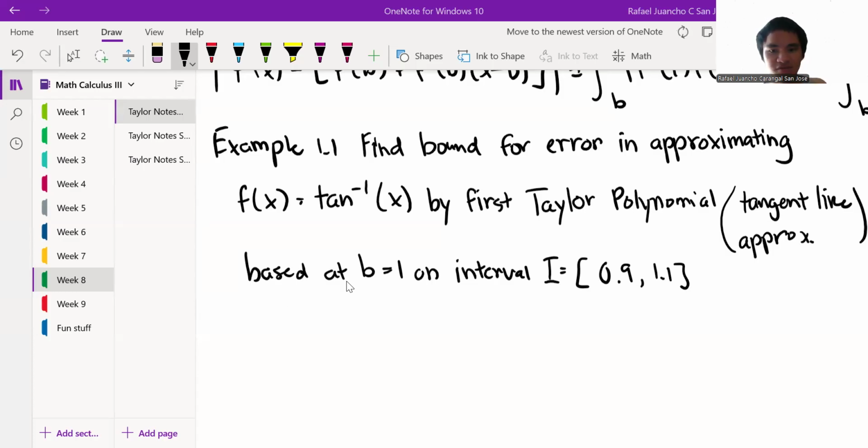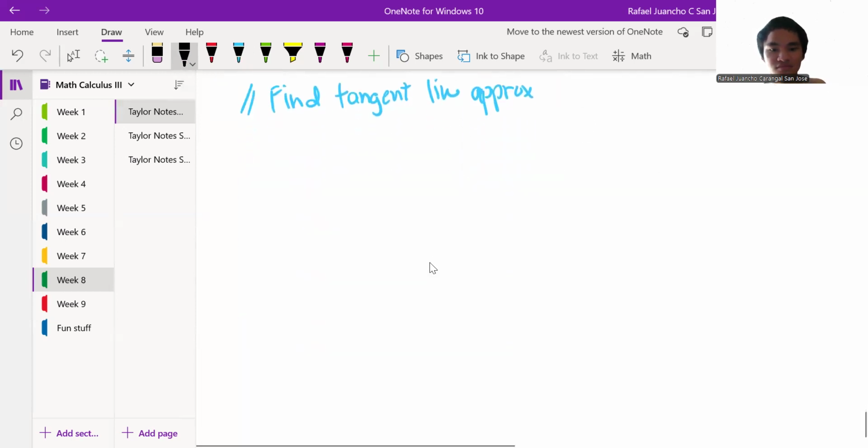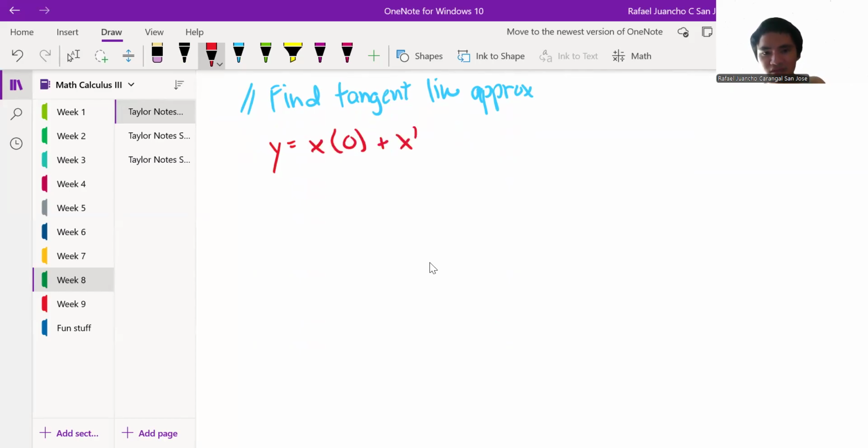So the first step is to use the formula, right? So we find the tangent line. That's the first thing. Approximation. So how do we do that? We say that, okay, our formula for doing that is y, or f, or y, it doesn't matter, x at 0 plus x prime at 0 t. That's the formula we want to use.